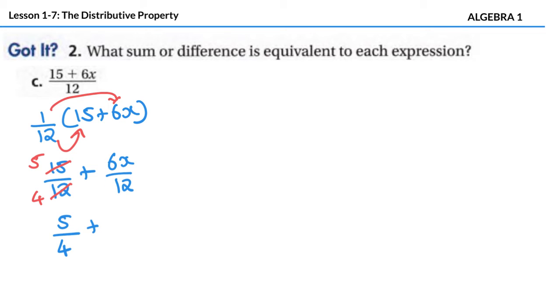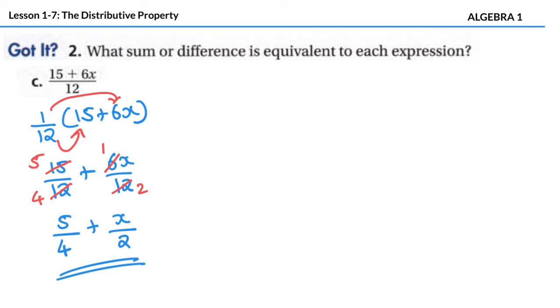Which number can divide both 6 and 12? Of course, 2 can divide both, 3 can divide both, even 6 can divide both. So let's take the greatest one. If we divide by 6, 6 one time is 6, 6 two times is 12. So my new fraction is 1x over 2. So it's x over 2.